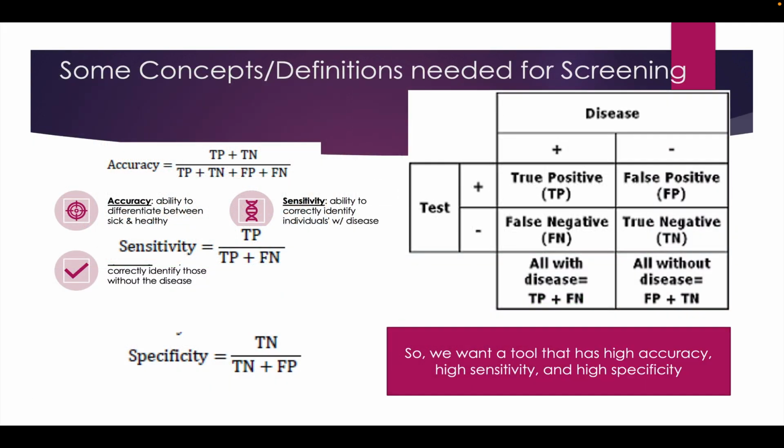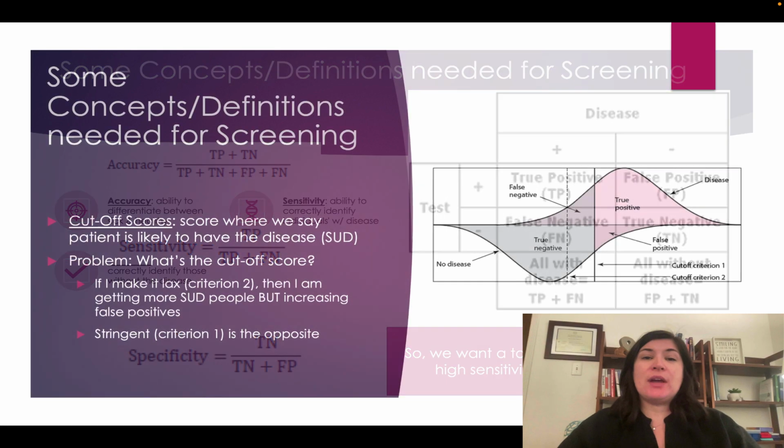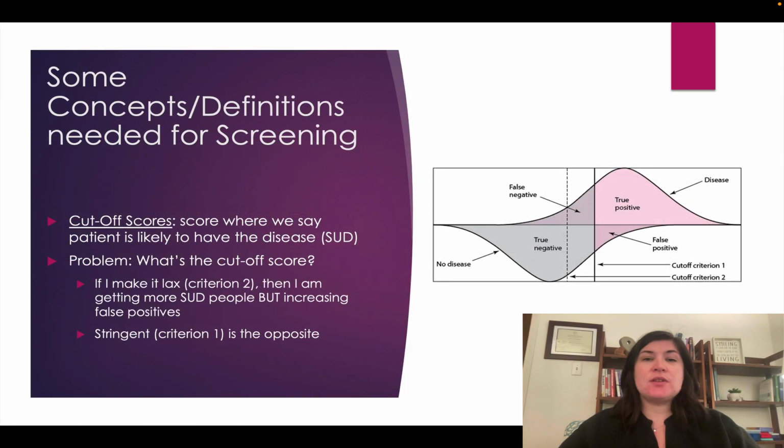And when we're looking at screening tools, we also are looking for accuracy, which is the ability to differentiate between those who are sick and those who are healthy, as well as sensitivity, the ability to correctly identify individuals with a disease, and specificity, which is the correct identification of those without the disease. So we want a tool that has high accuracy, high sensitivity, and high specificity, so that way we're identifying those true positives and true negatives. The way that we do this is through cutoff scores. These are the scores where we say a patient is likely to have the disease, so a substance use disorder.